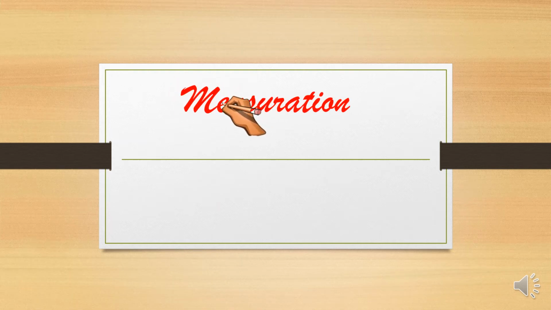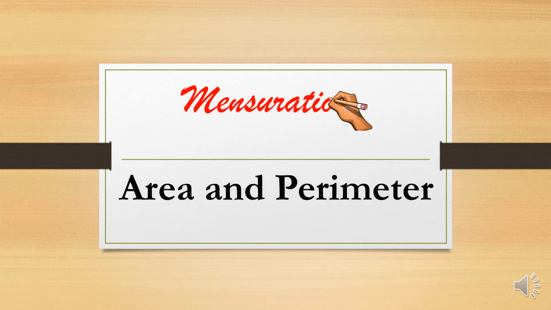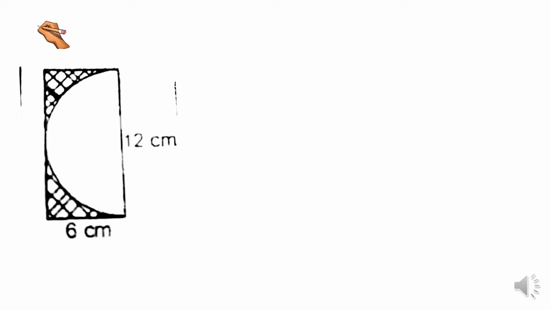In this video, we are going to talk about mensuration, area and perimeter. Let's take a look at the combination figures.